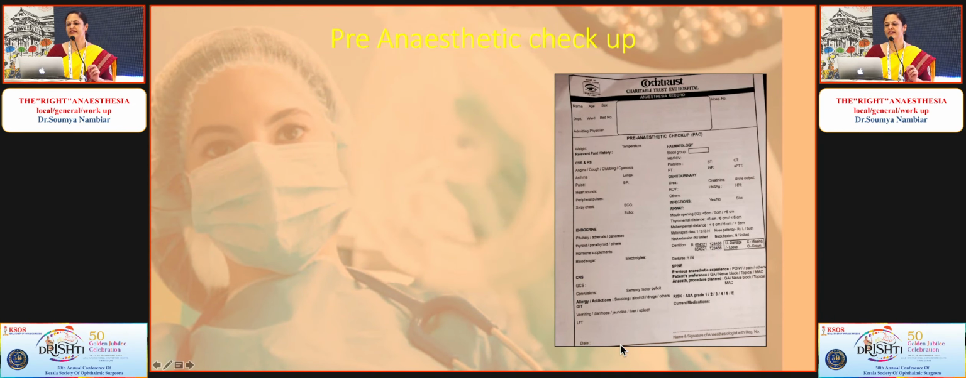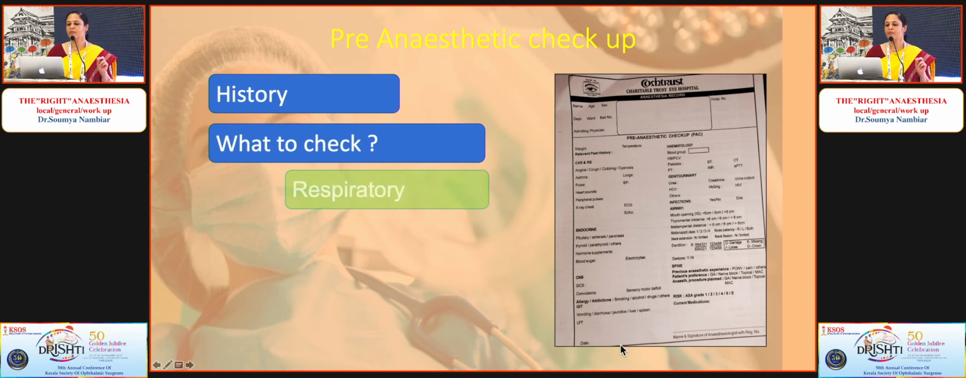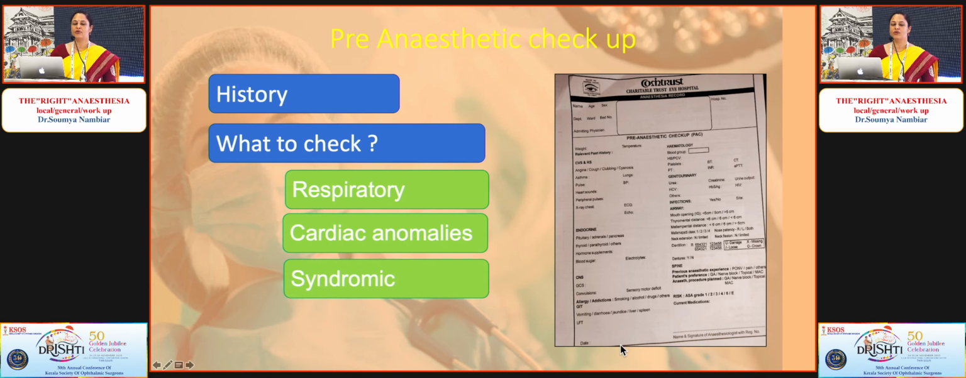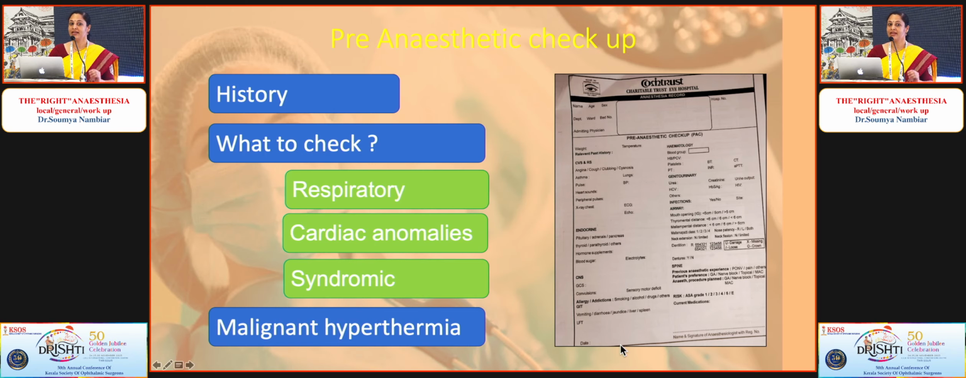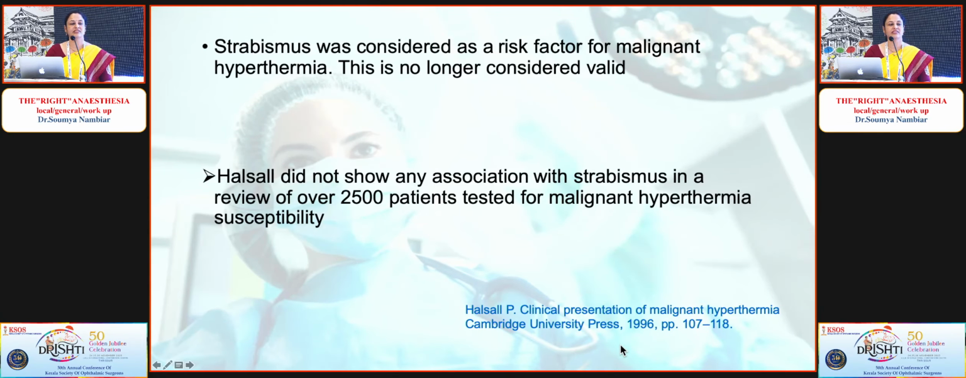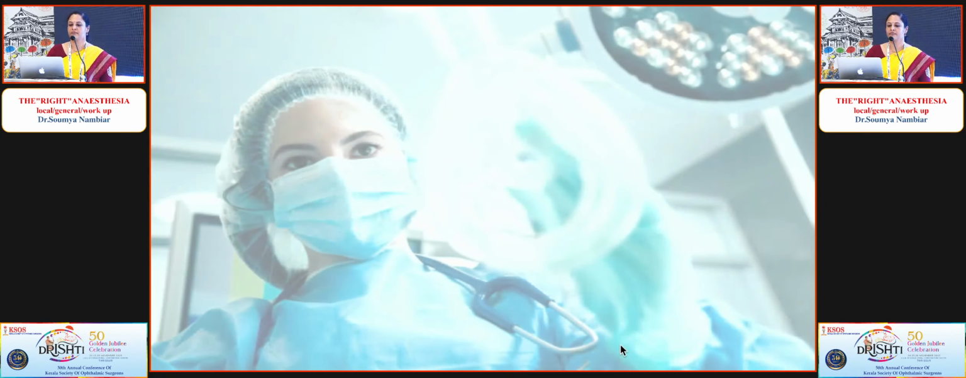So in a pre-anesthetic checkup, we have to take the history completely and check up all the systemic conditions like respiratory, cardiac anomalies, and syndromic patients. Malignant hypothermia is one thing which we are always scared of, but it has been found that in strabismus the risk is no longer there.